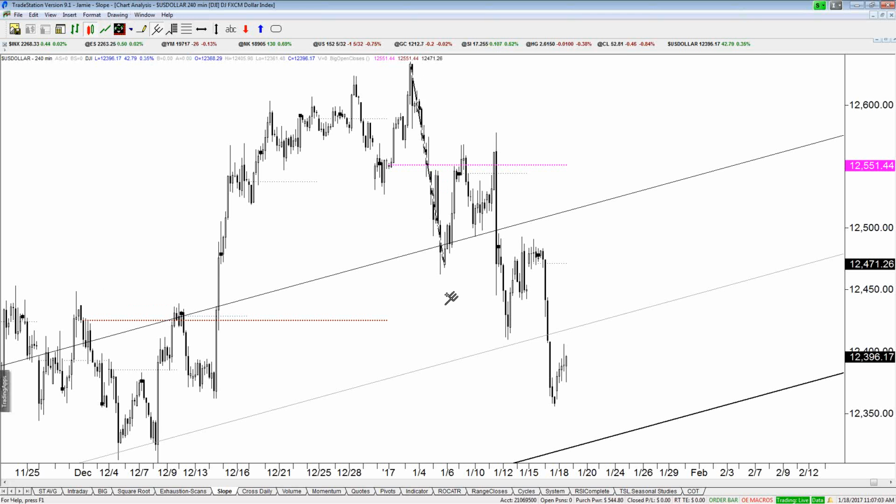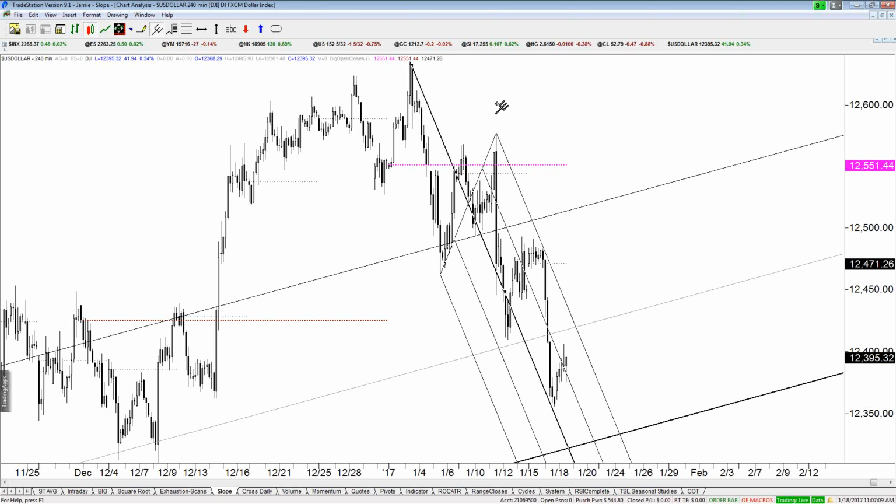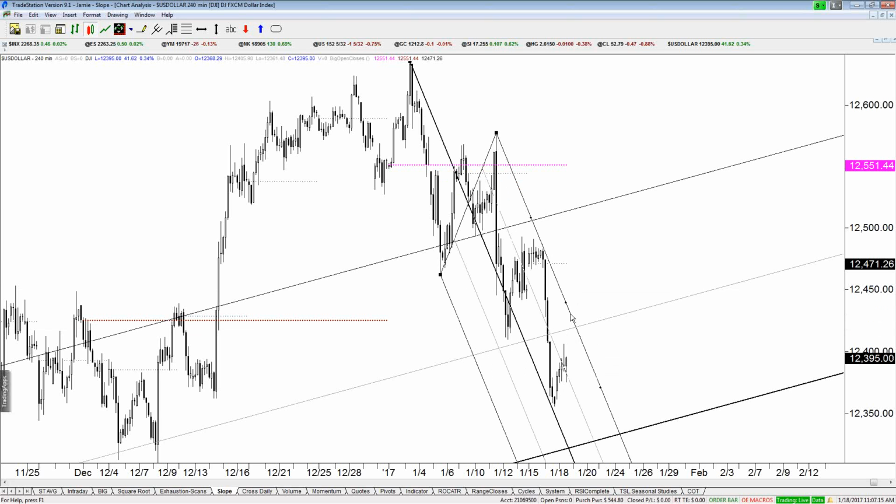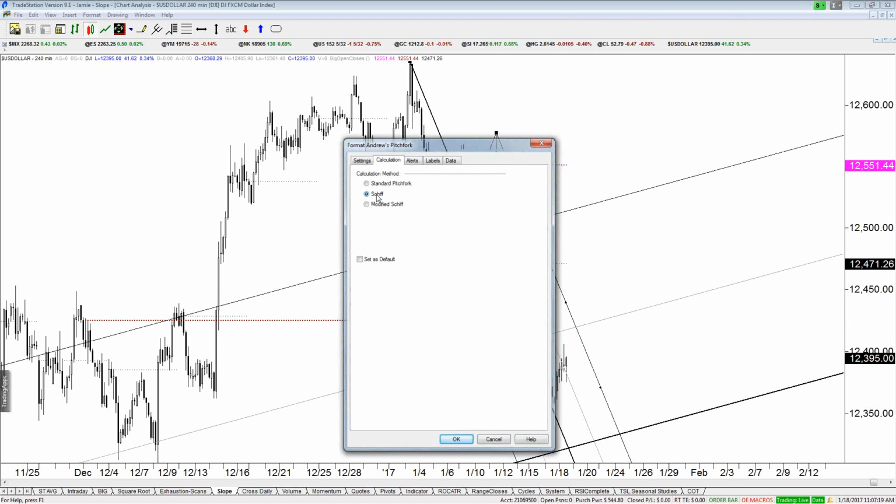Also, to draw on the bearish one, I know it's tempting to draw something like this, right? Which looks really nice, and that could work out. I'm looking more, actually, at this. Let me show you.